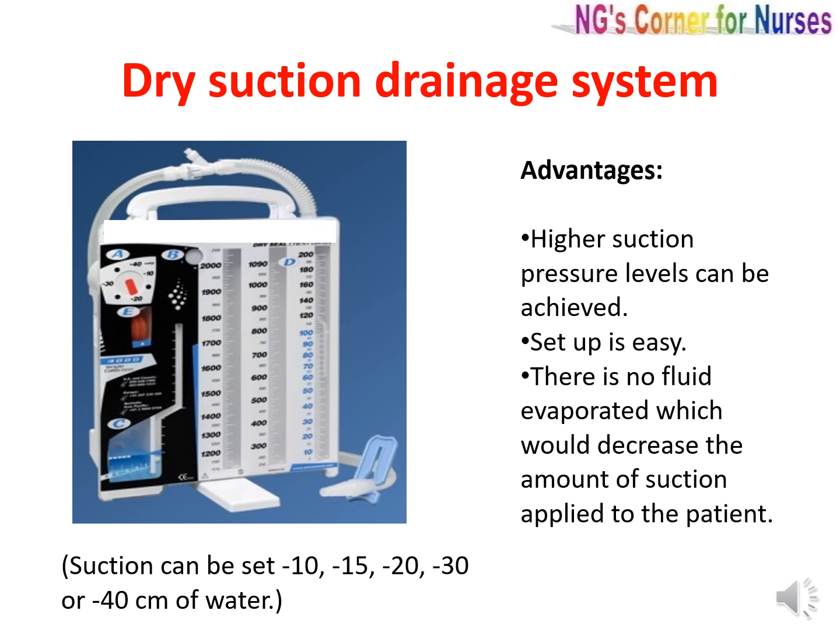And instead of regulating the levels of suction with a column of water, the dry suction units are controlled by a self-compensating regulator. And the suction can be set at minus 10, minus 20, minus 30 or minus 40 centimeter of water. The unit is usually preset at minus 20 centimeter of water when opened.